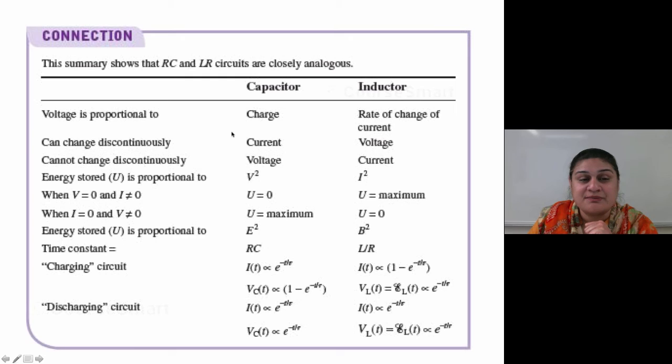For a capacitor, the voltage cannot change discontinuously, while what can change continuously for a capacitor is current. For an inductor, it will be voltage that can change continuously, and current cannot change discontinuously.